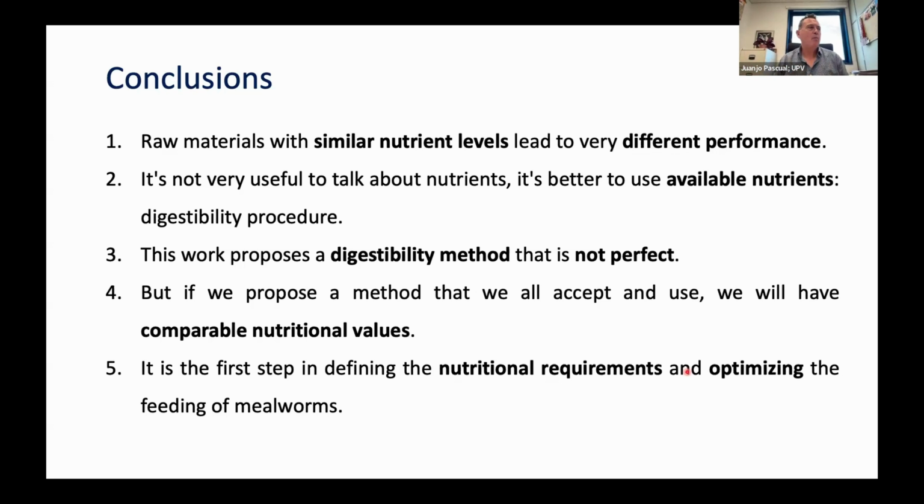We propose a digestibility method that is not perfect. I know that it's not perfect. But if we propose a method, this one or another, that we all accept and use, we will have comparable nutritional values that we can share without problems. And using this type of methodology will be the first step in defining the nutritional requirements. And if we define the nutritional requirements, we can optimize the feeding of mealworms.